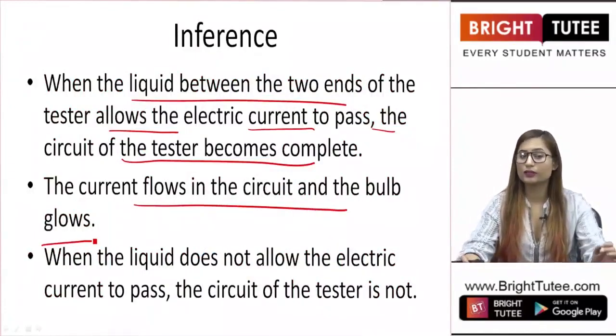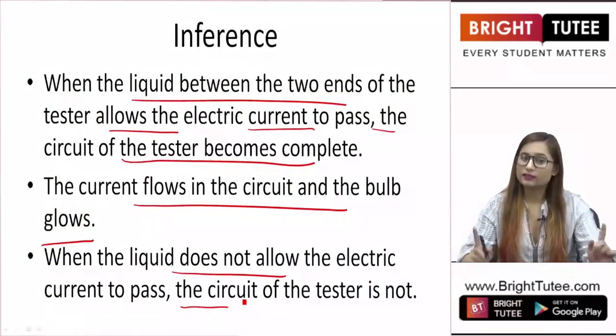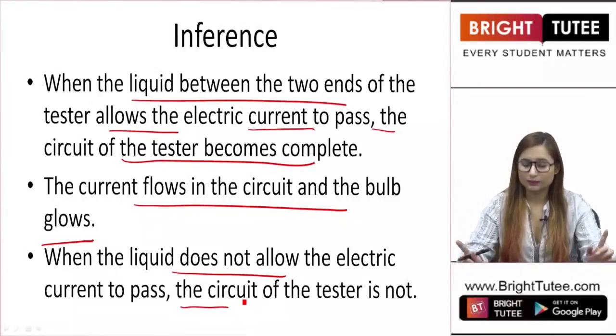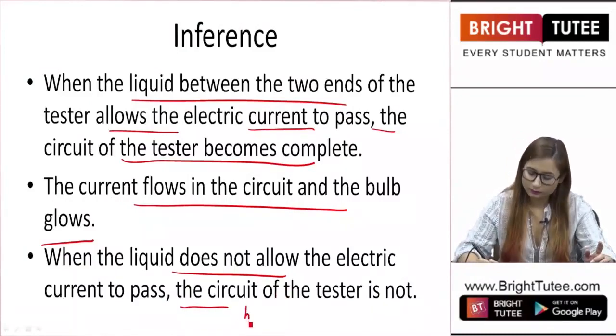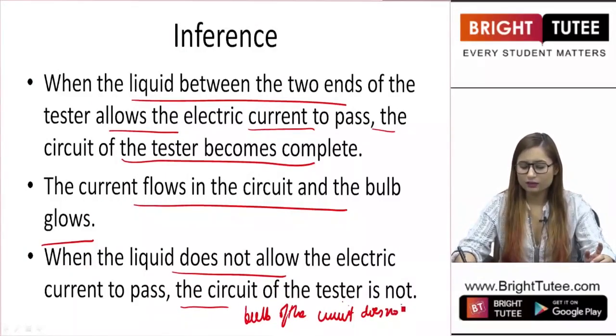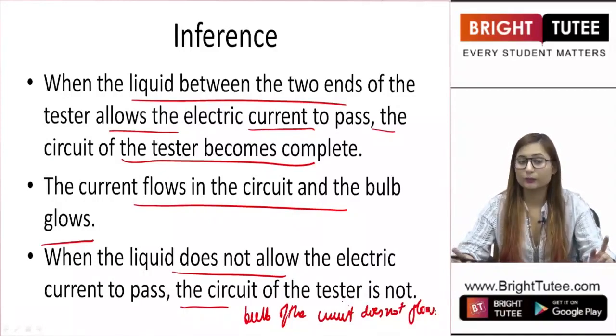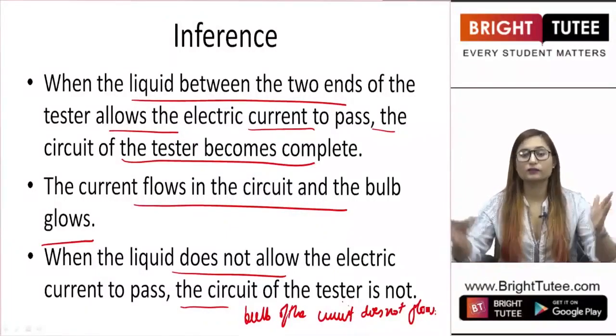The bulb only glows when the current passes through the complete circuit. When the liquid does not allow the electric current to pass, the circuit of the tester is not completed. The bulb of the circuit does not glow, right? The bulb only glows when the circuit is completed and the liquid that we are using in the circuit conducts electricity, because it is a part of the circuit now.